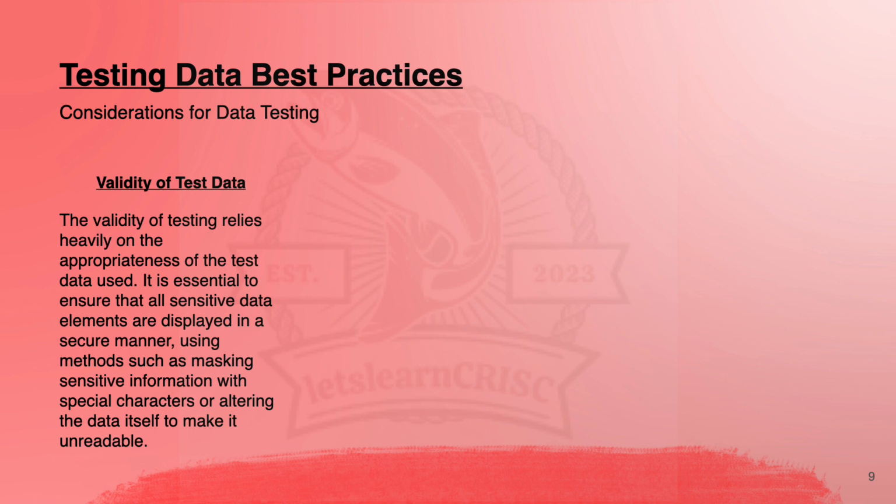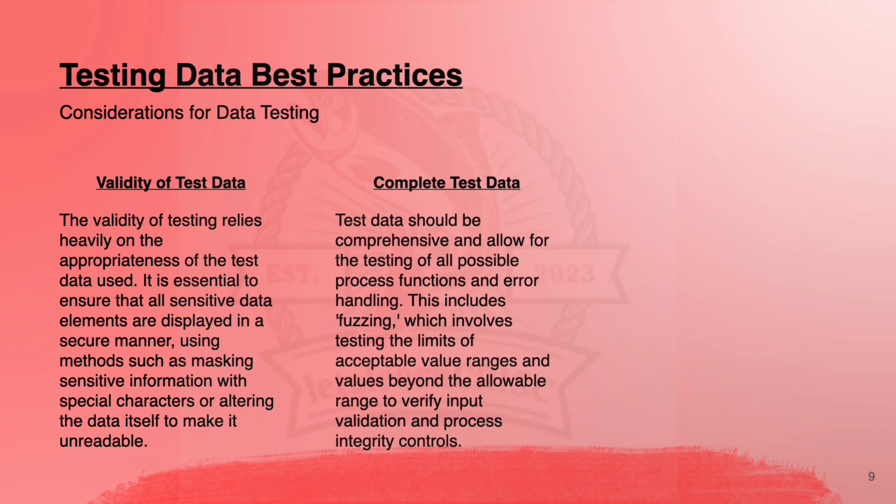Friends, the accuracy and appropriateness of the test data significantly impact the reliability of testing. So in this, sensitive information should be displayed securely, either by masking it with a special character or altering it to make it unreadable. Just think of a form on a website where you enter personal information. Valid test data would involve using realistic but not real personal details, ensuring that the testing accurately reflects how the system handles sensitive information. Understood?